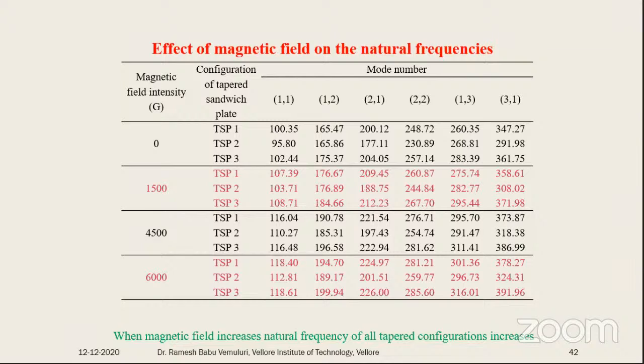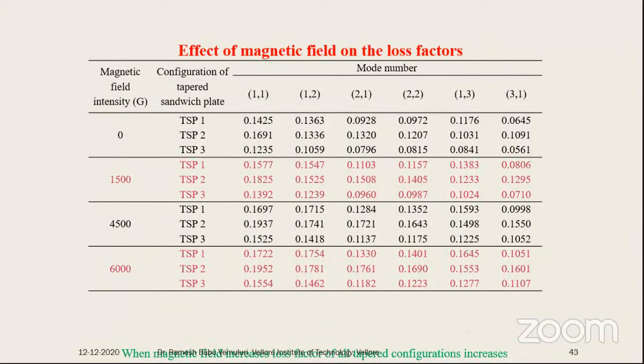When compared, TSP3 will be the stiffer member. But sometimes TSP3 and TSP2 got almost similar results. Finally, we can say that TSP3 is the stiffer member. And the effect of magnetic field on the loss factor. So what is loss factor? Loss factor is nothing but the energy dissipated over the total strain energy. That will tell us how much energy is being stored by this member. This is one measurement for the damping characteristic of the particular structure.